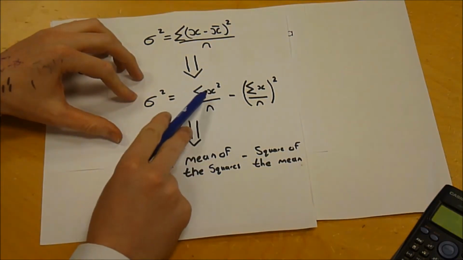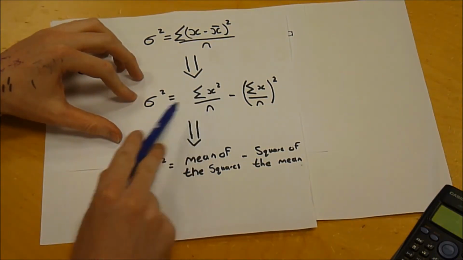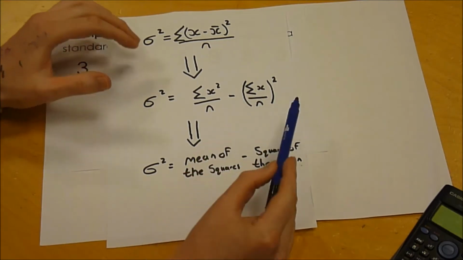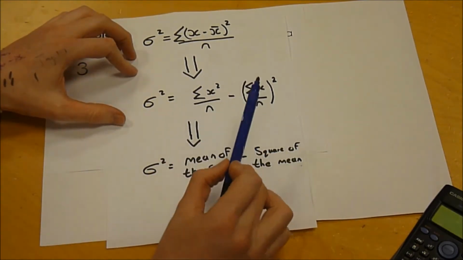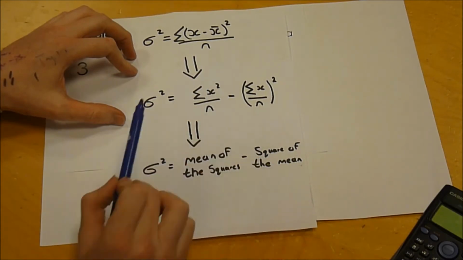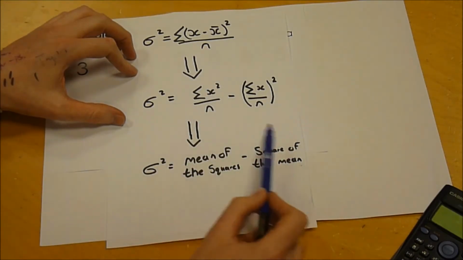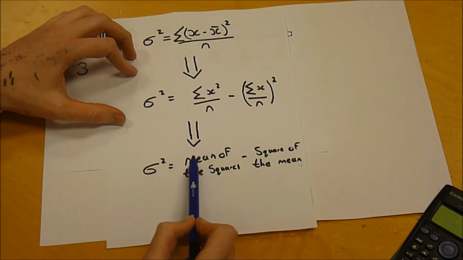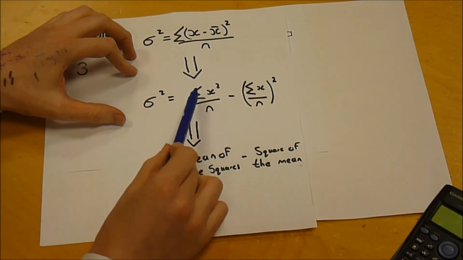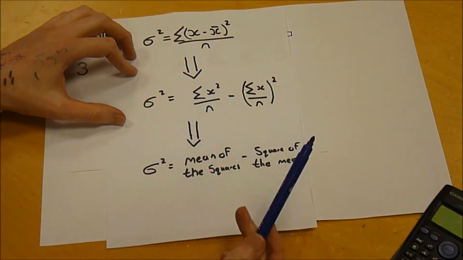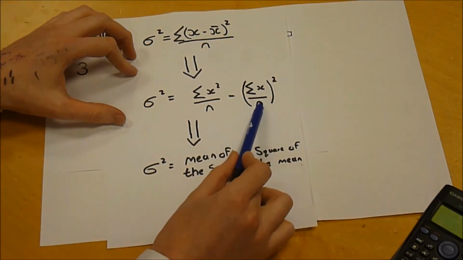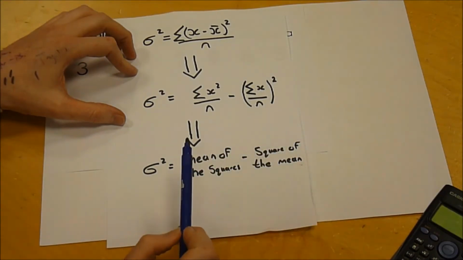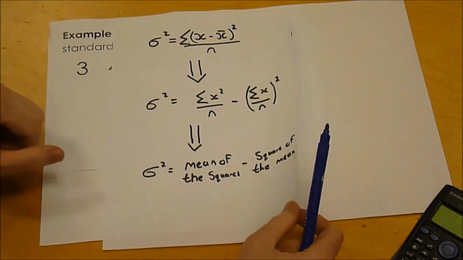And what you can change it to is the sum of x squared divided by n, take away the sum of x over n, all squared. Okay? Now, this formula is much easier to use, so we're going to stick with that one. Sometimes I like to remember it in words: the mean of the squares, so the sum of x squared divided by how many, take away the square of the mean. Sum of x over n is the mean, and I've squared that. So let's go ahead and use this formula here.